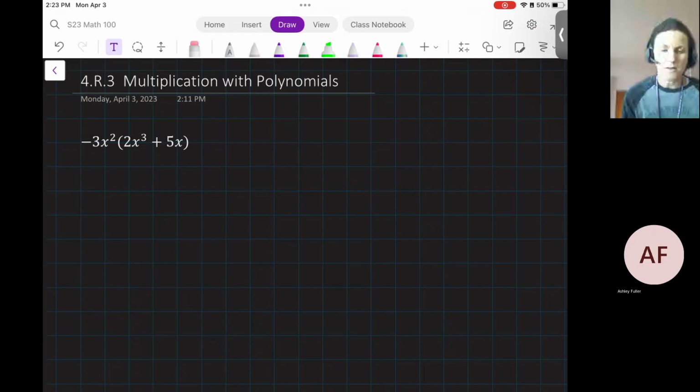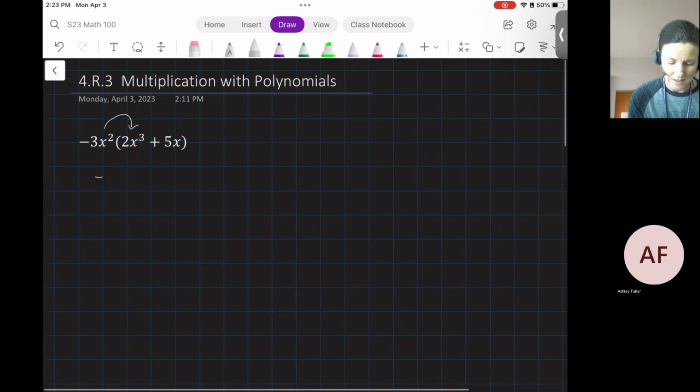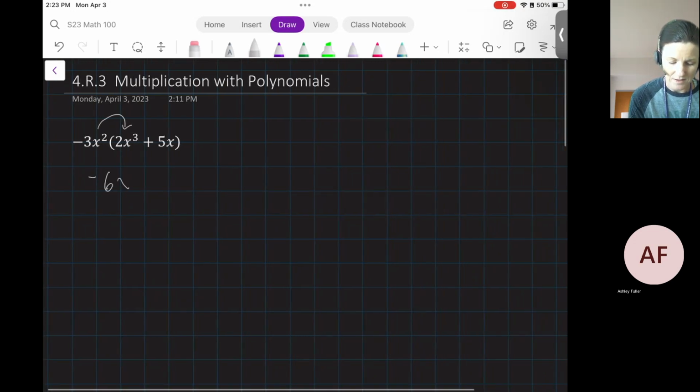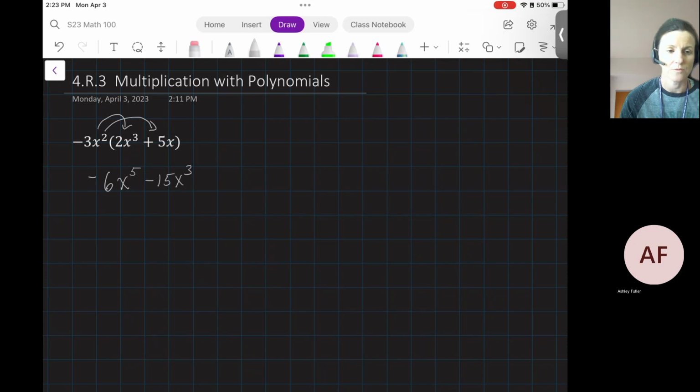polynomials. Remember, polynomials are just expressions that have variables with whole number exponents. And so when we do our multiplication, we have to remember our rules of exponents. First of all, here we're going to do our distributive property. We end up with negative 6x to the 5th because we're going to add our exponents 2 and 3. And then we distribute here and also get negative 15x cubed.